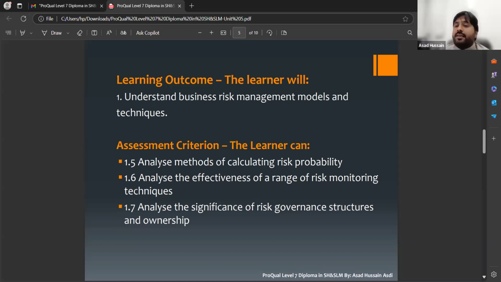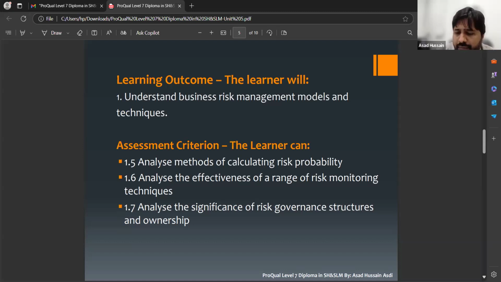To support this narration or explanation, he can provide evidence and documents which confirm the different methods of calculating risk probability in his or her organization. Now, moving forward to 1.6, analyze the effectiveness of a range of risk monitoring techniques.